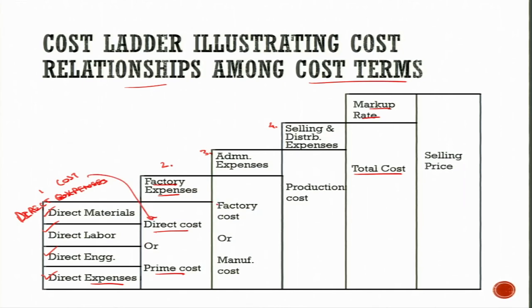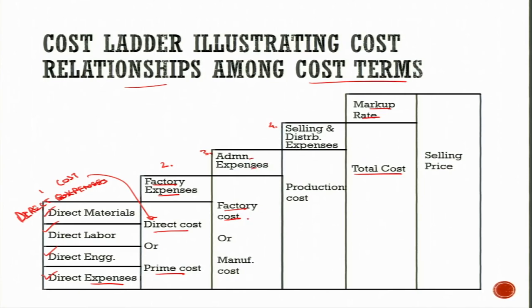Factory expenses are the rent of the factory, the electricity, and the other factors. Those are added to get the factory cost. Next, we get the factory cost plus the administrative expenses. Administrative expenses means the documentation, the salary of the gatekeeper or the other people who are not directly involved in the manufacturing. That gives us the administrative expenses.